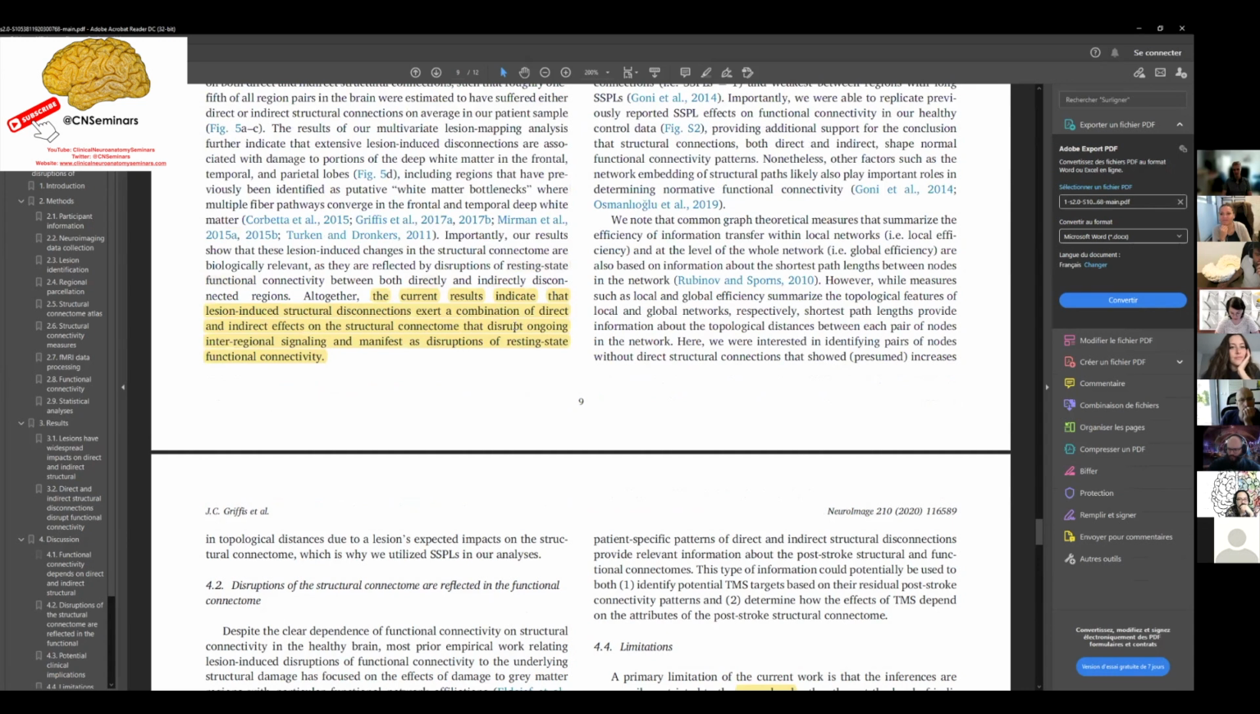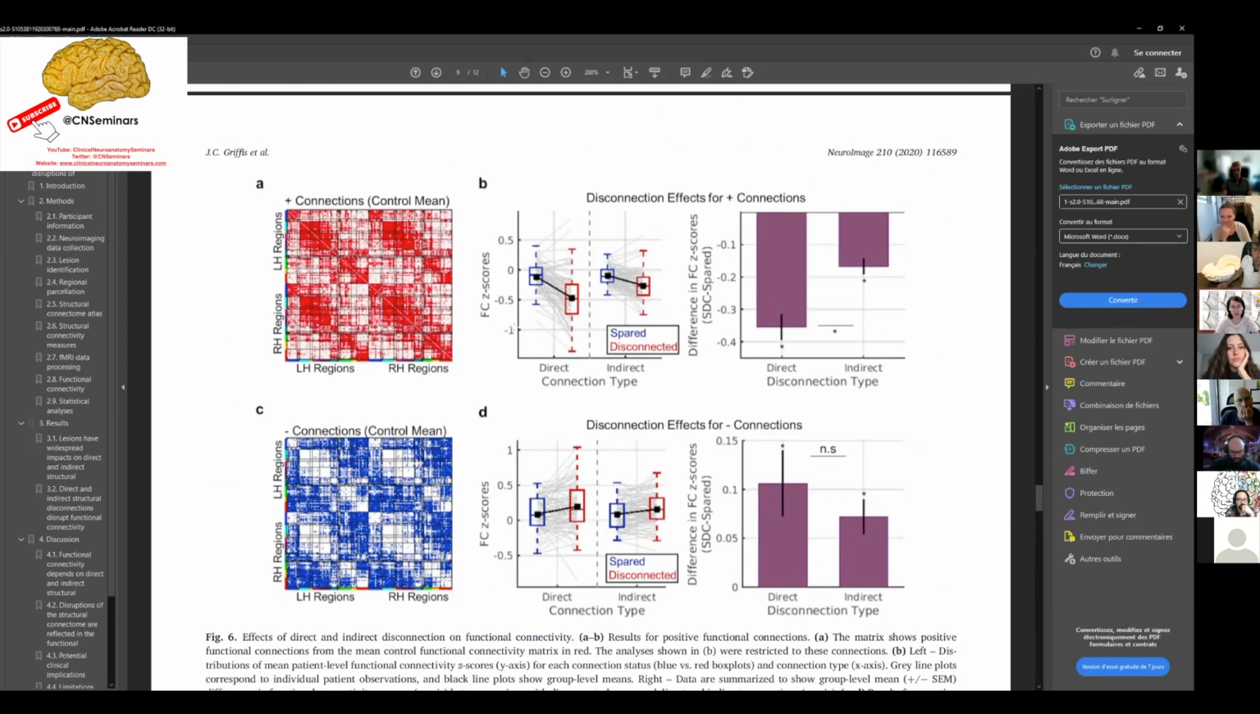That's about it. I think it was quite an interesting article. It's part of the whole old study of resting state and white matter lesions, and it's quite interesting. But if you have questions, you're welcome to ask them.